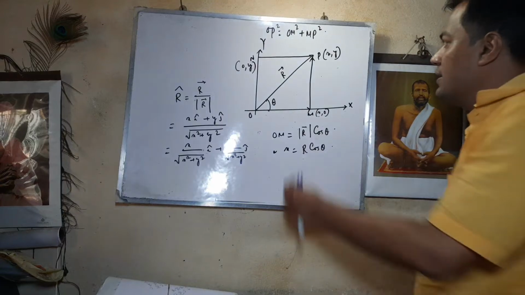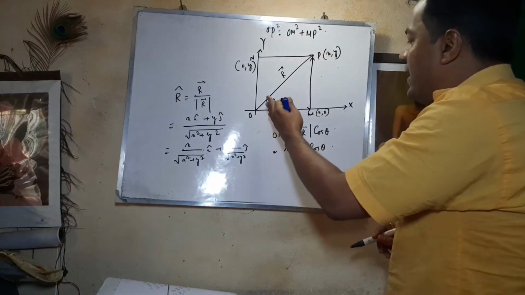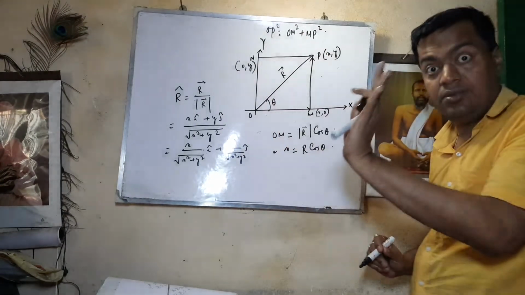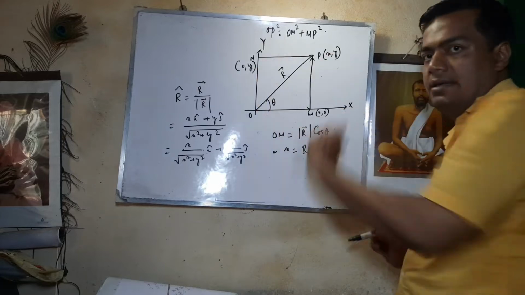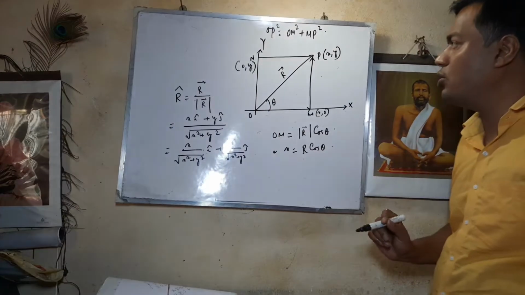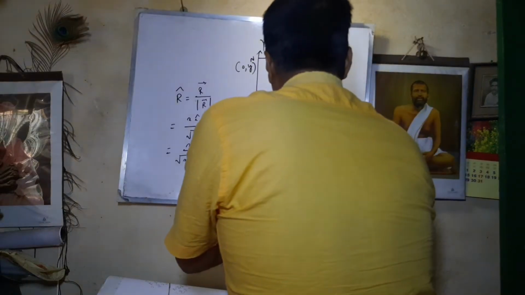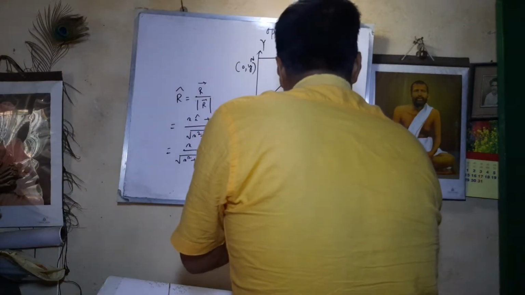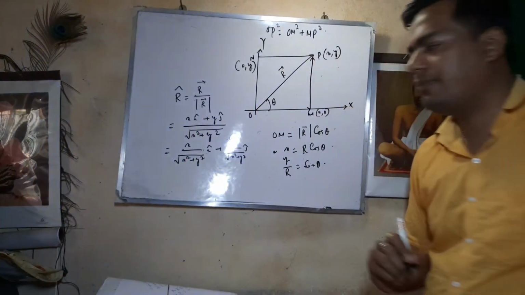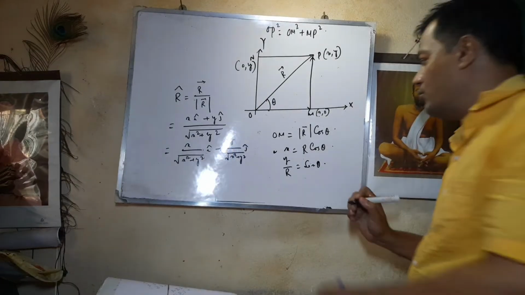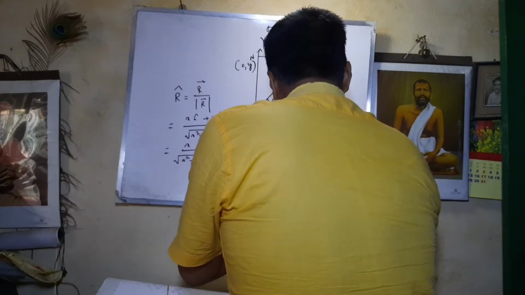Similarly, the component of the vector along y axis, along positive y axis, it will be y. So y by r is again sin theta, or y equals r sin theta.